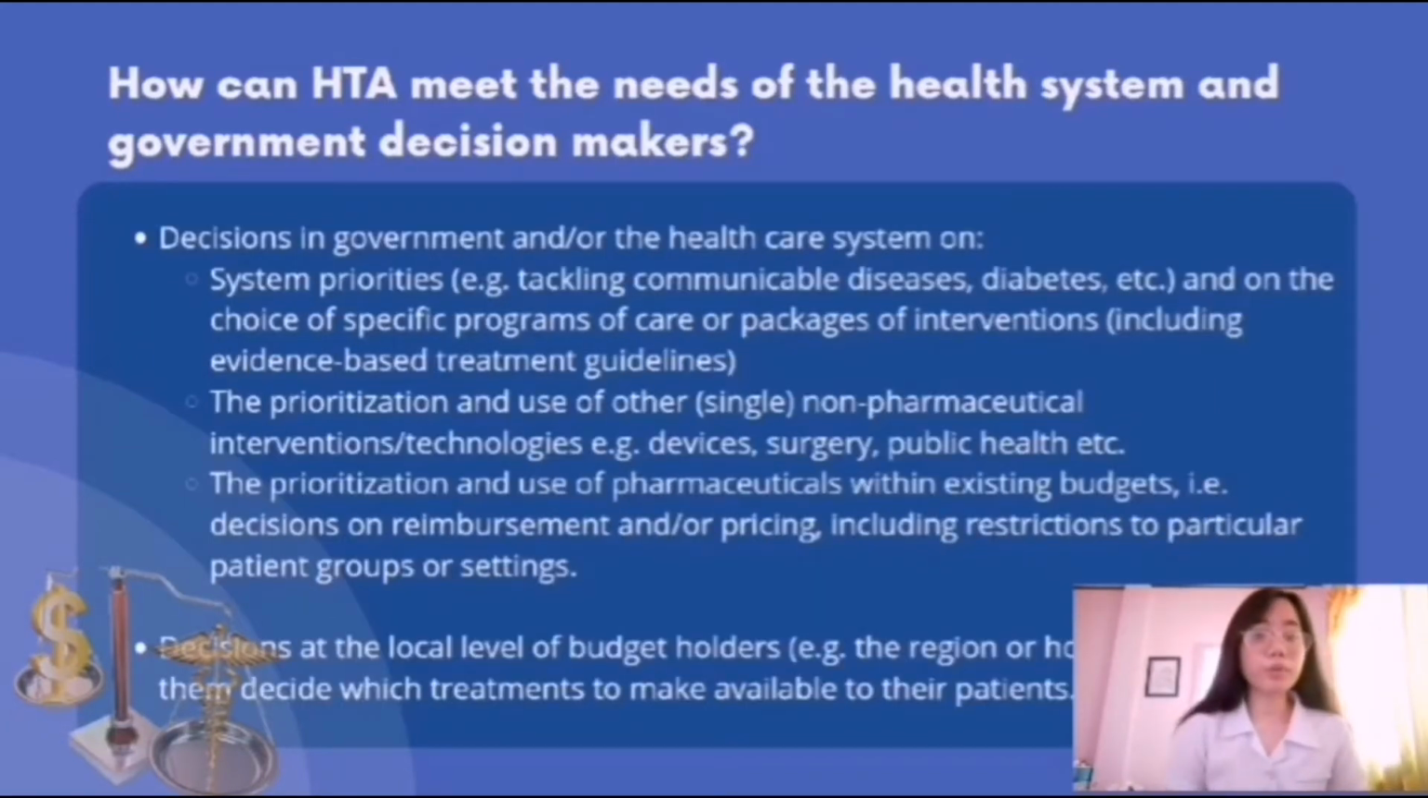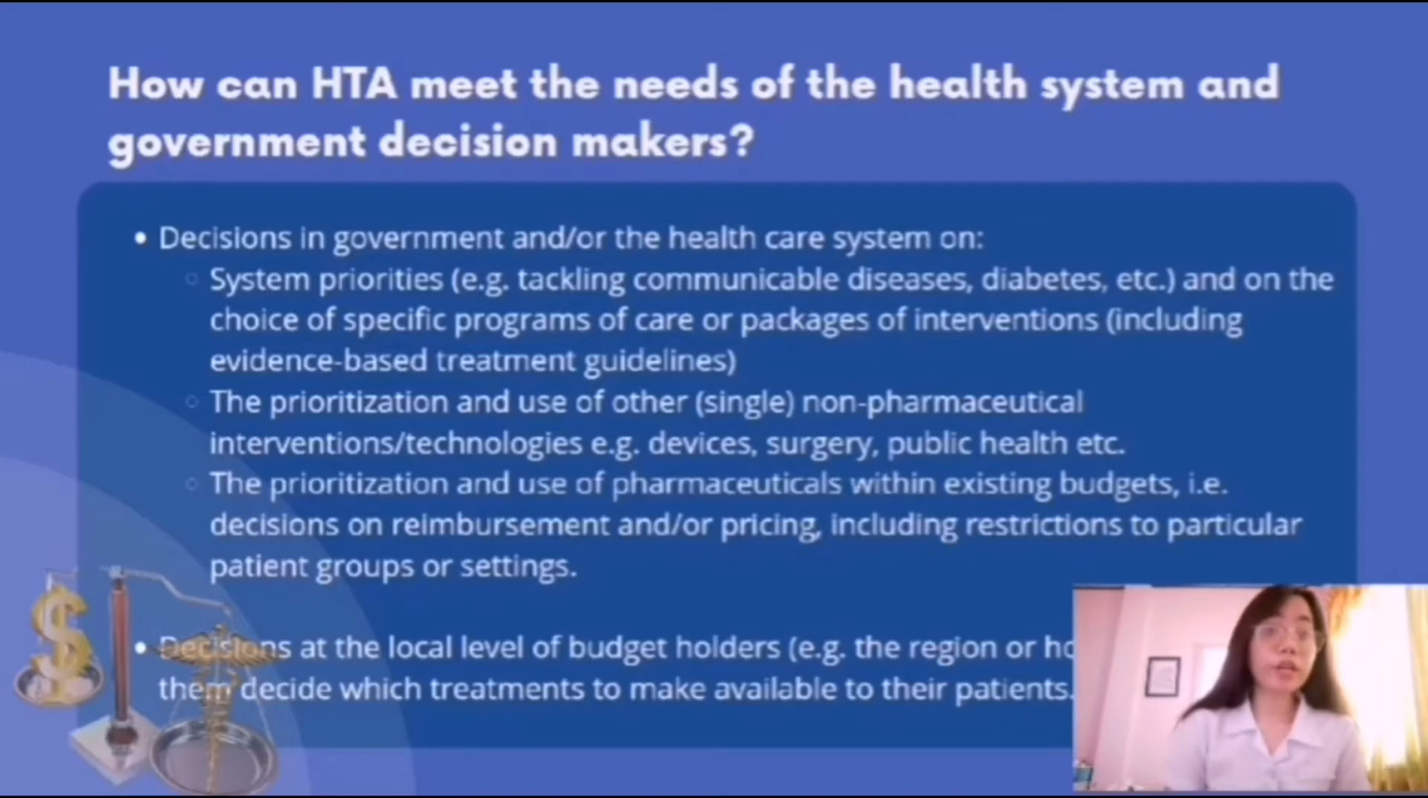HTA could also be used to aid decisions in the following government and or the health system on, number one, system priorities. Example, tackling communicable diseases, diabetes, etc. And on the choice of the specific programs of care or package of interventions. It includes evidence-based treatment guidelines.